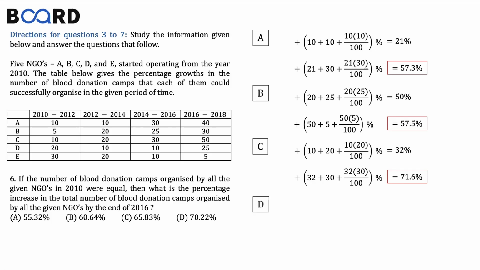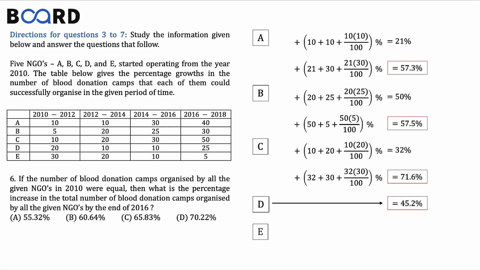Next, in case of D, I won't calculate it. Why? Because we just calculated this in the previous question and got the value to be 45.2%. Remember, this is exactly what I was talking about. You have to remember what all calculations you have already done in the previous questions. You cannot repeat those. You have to save that much of time.